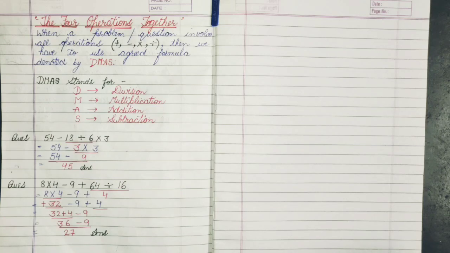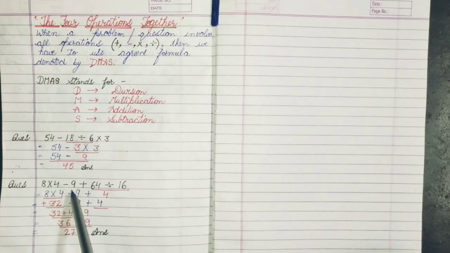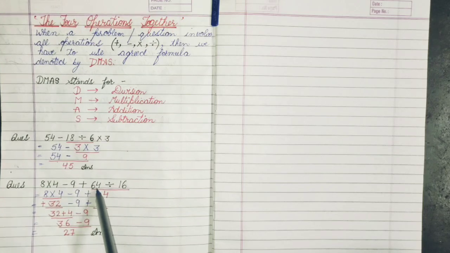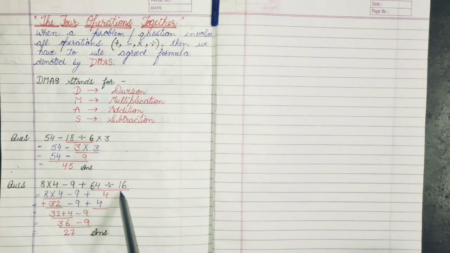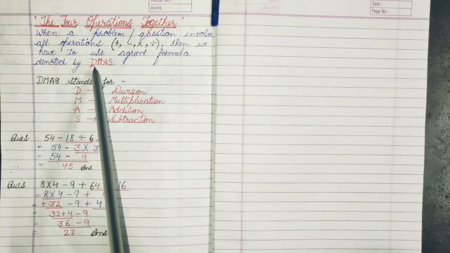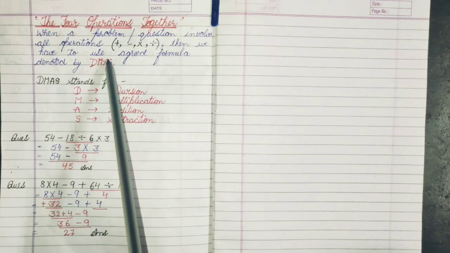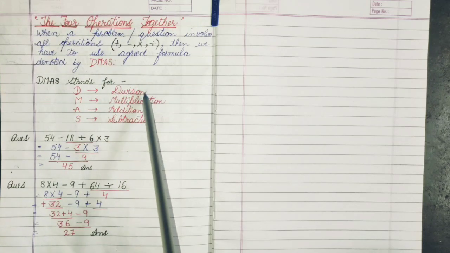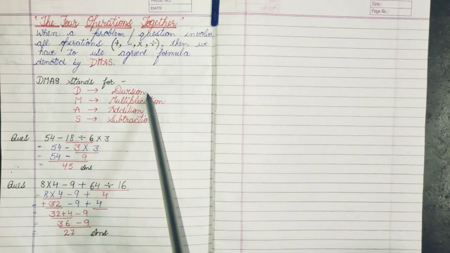Next question. Next question is 8 multiply 4 minus 9 plus 64 divide 16. Here you can see all 4 mathematical operations are there which we used for our calculation, all basic operations are there. So we will use our DMAS rule. According to this rule, first of all we have to solve the division.